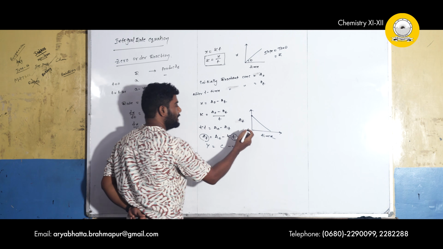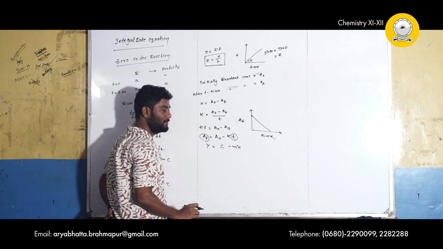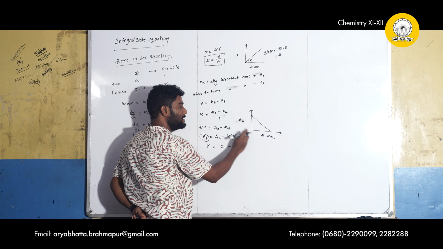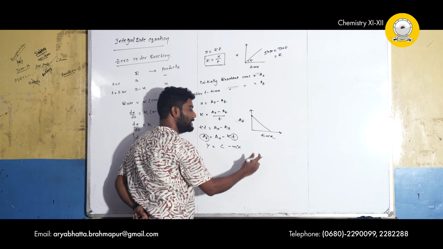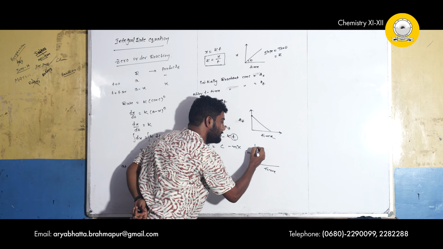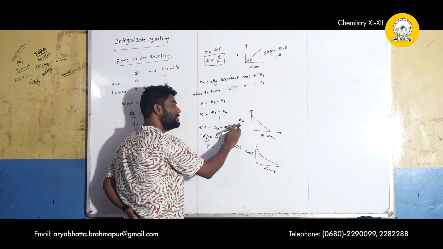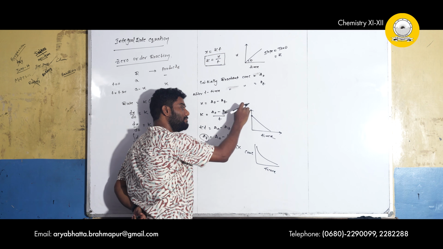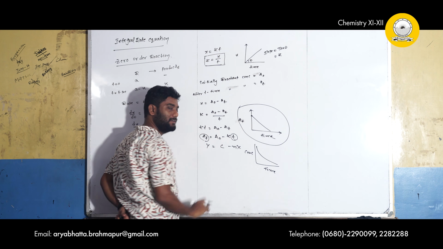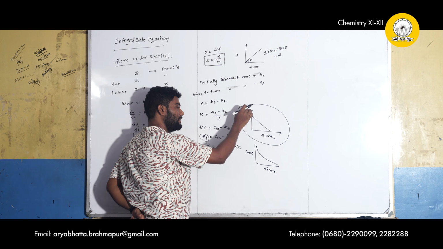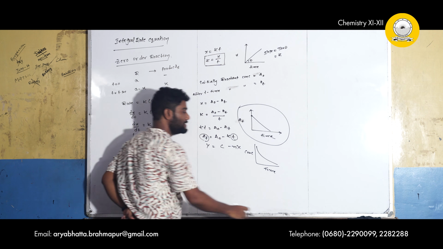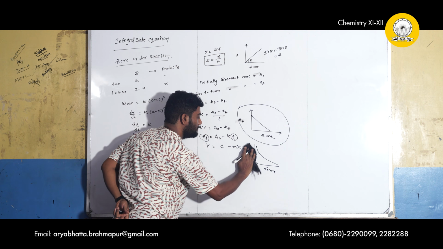Actually, this graph is special for zero order. For any other order reaction, the concentration versus time graph is a curve. But only for the zero order reaction, the concentration versus time graph will be linear. So if this graph is shown, which order reaction is it? Zero order reaction. This is the specialty of the zero order reaction.